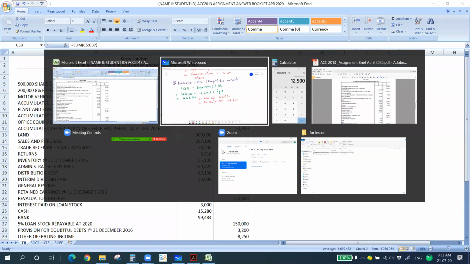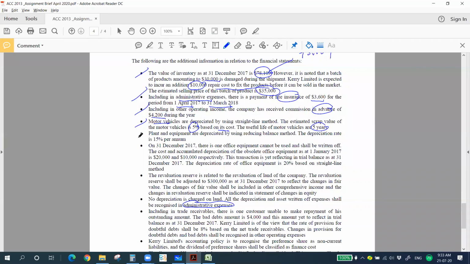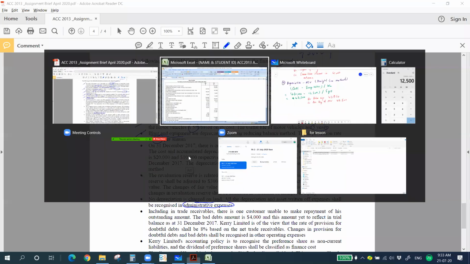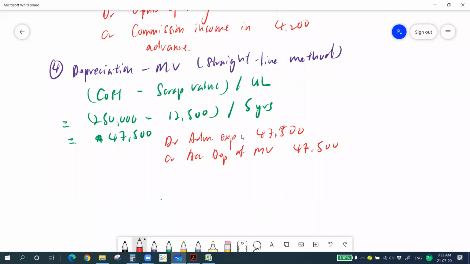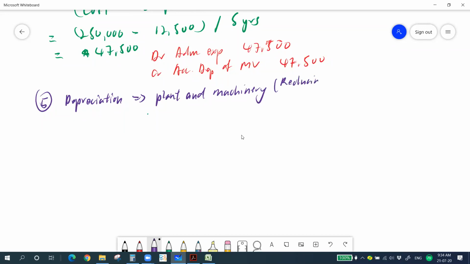All right, we move to the next adjustment. The next adjustment refers to the depreciation for plant and equipment, and this plant and equipment is depreciated by using reducing balance method. The depreciation rate is 15% per annum. All right, so number 5. This is the depreciation for your plant and machinery. What method do we use? Reducing balance.